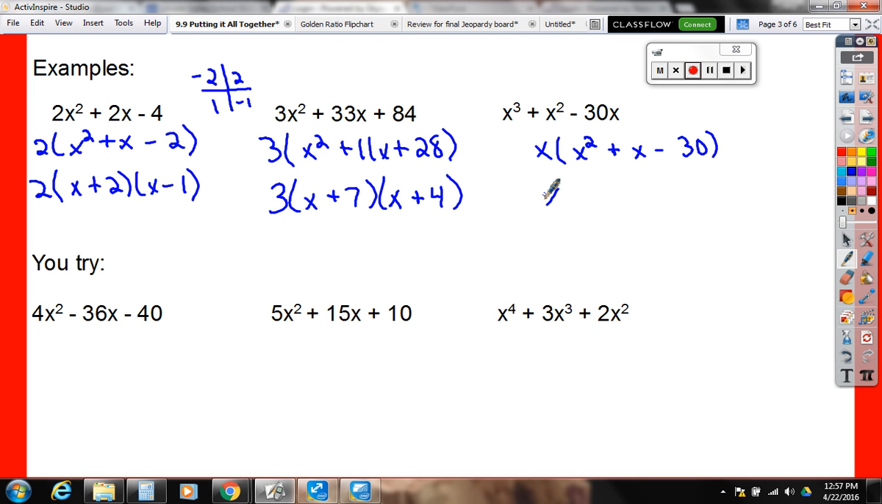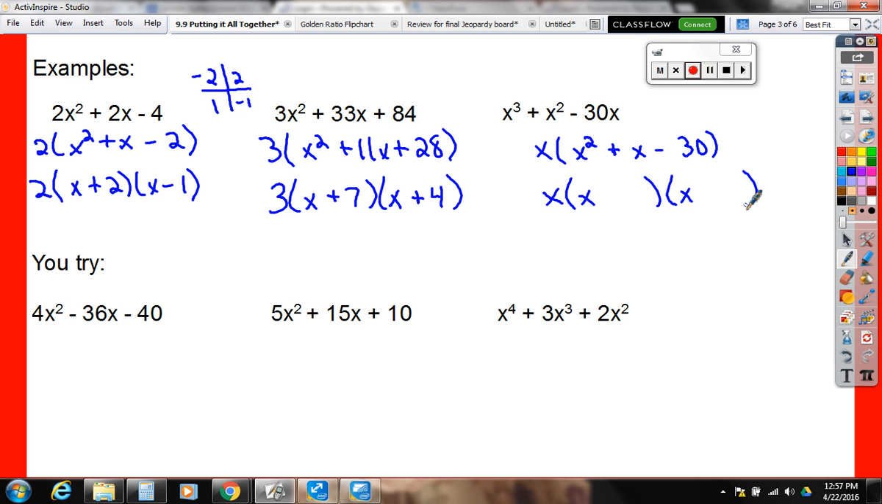it's a factor. So I'm going to bring down my x. And I'm going to just set up the framework. Tell me two numbers that multiply to give you negative 30 and add to give you 1. Two numbers that multiply to give you negative 30. 5 and 6.